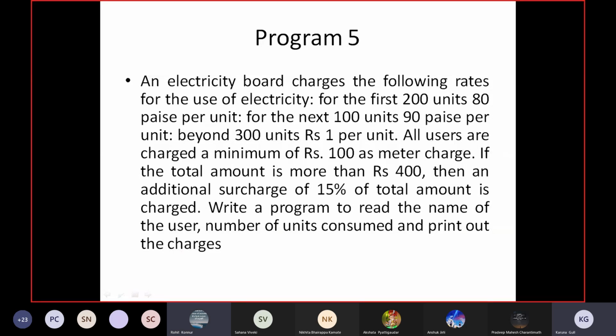An electricity board charges the following rates for the use of electricity.